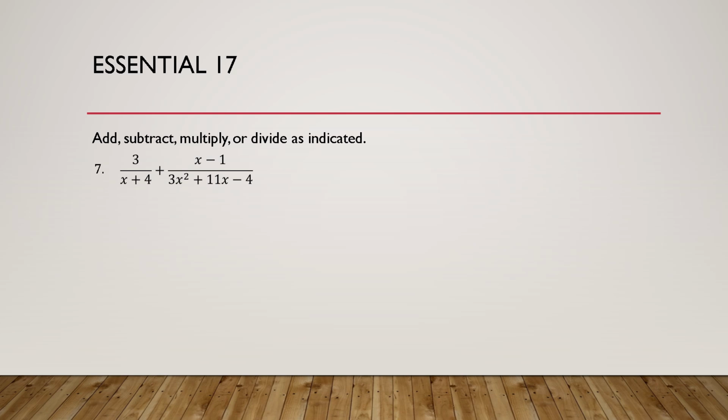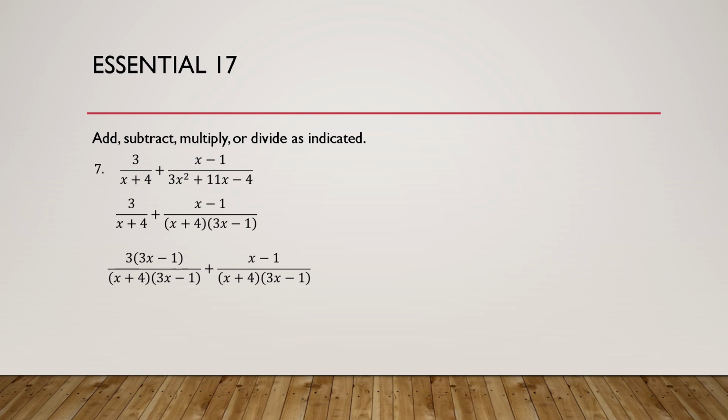Add, subtract, multiply, or divide as indicated. 3 over x plus 4 plus x minus 1 over 3x squared plus 11x minus 4. In order to add fractions, a common denominator is needed. First, we see that the denominator in the second term can be factored into x plus 4 times 3x minus 1. Now we see that a common denominator may be achieved by multiplying the first term by 3x minus 1 over 3x minus 1.